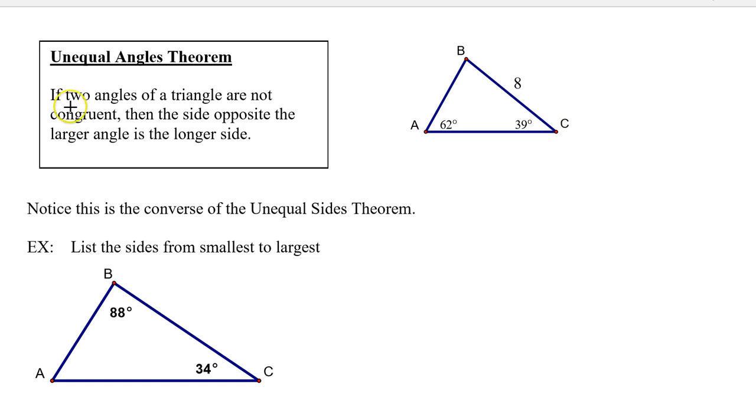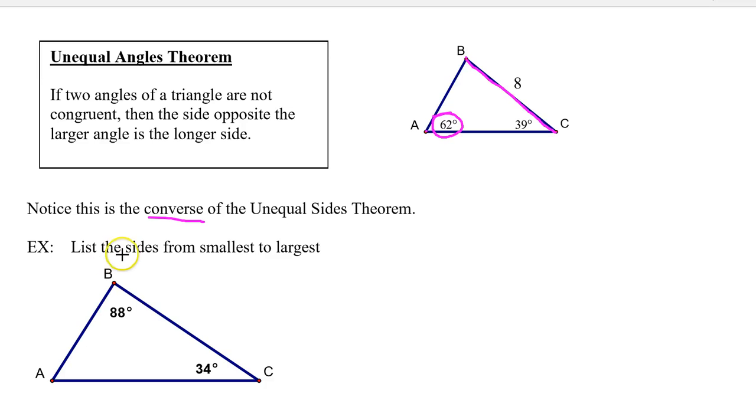Okay, so let's read this. It says, if two angles of a triangle are not congruent, then the side opposite the larger angle is the longer side. So basically it's the same theorem, just in reverse. If we are given two angles here that are not congruent, then the side opposite the larger angle is the longer side. Obviously 62 is the larger of the two angles. Therefore, the side opposite 62, BC, is going to be longer than side AB, for instance. It then says, notice that this is the converse of the unequal sides theorem. Basically it says it in reverse.